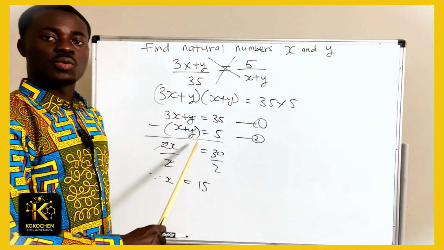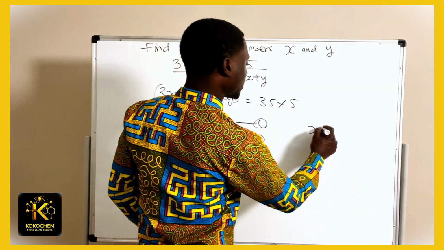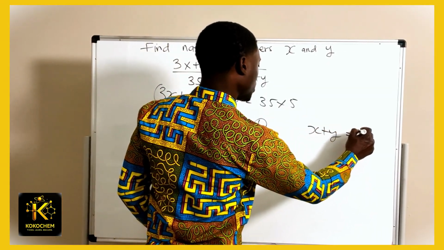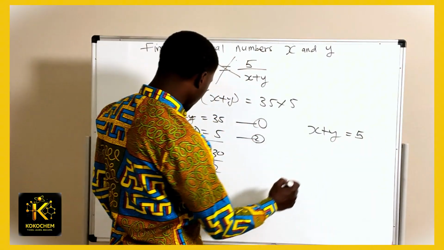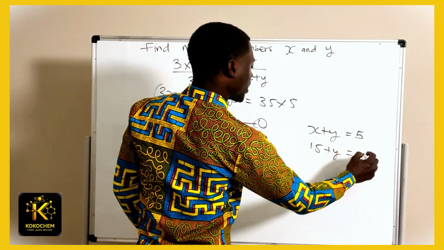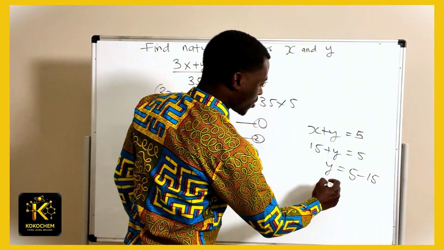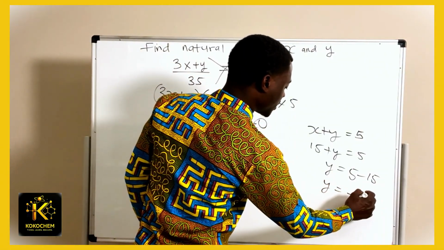Let's put x into equation 2 to get y. Equation 2: x plus y equal to 5. 15 plus y equal to 5. y is therefore equal to 5 minus 15. y is equal to minus 10.